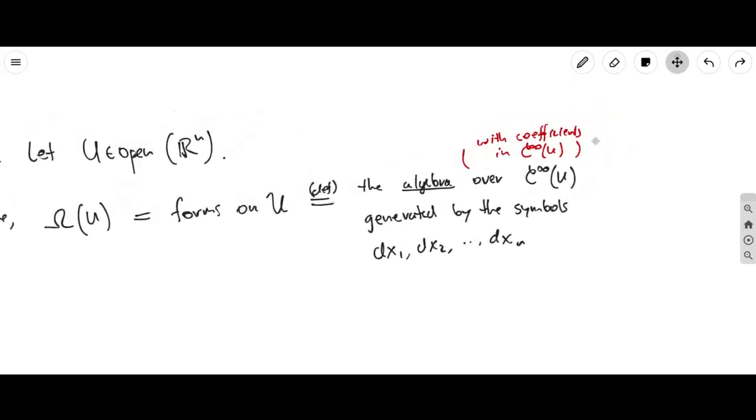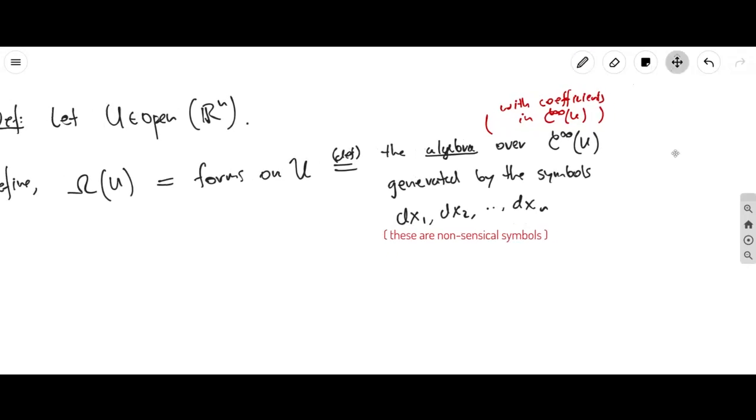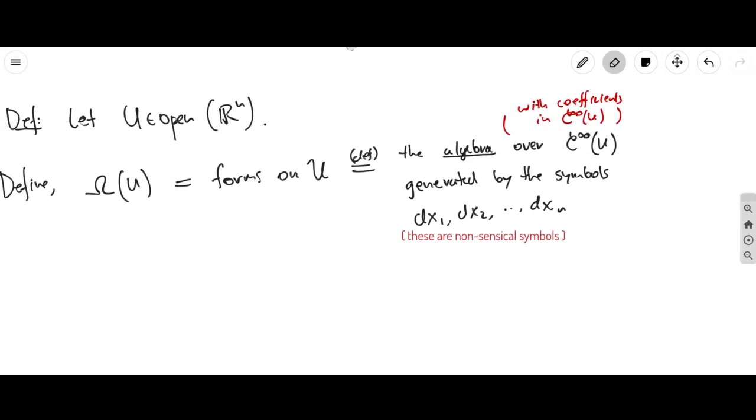Okay, so these are nonsensical symbols. We do not give them any meaning, but we do define rules to how to work with them. And again, it is possible to give them meaning, but then you have to do even more math to give them meaning, and it's just not really worth it for us.